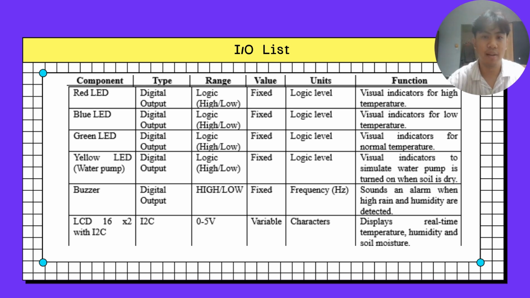Last but not least, we have LCD of 16 times 2 inch with I2C communication. The type is I2C with the range of 0 to 5 volt. The function is to display real-time temperature, humidity, and soil moisture.